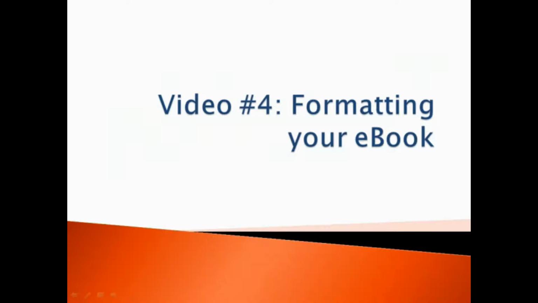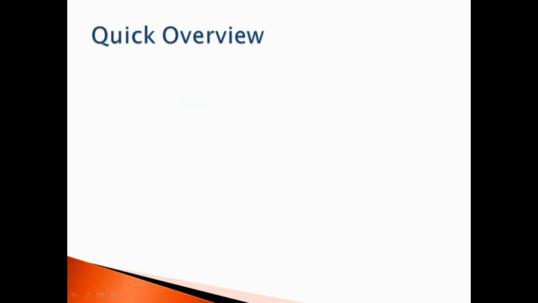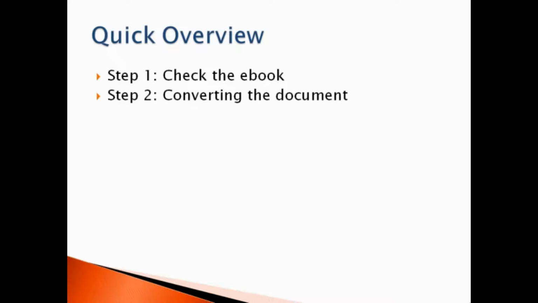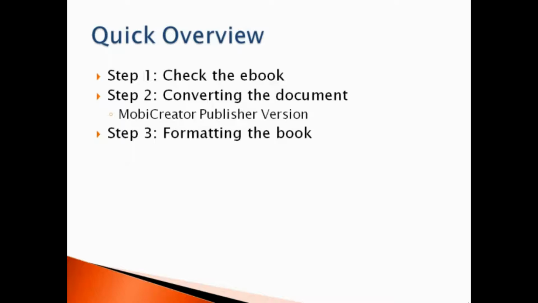Hello and welcome to video number 4, which is all about formatting your ebook. Before we actually dive into the first 2 steps, I want to talk about a quick overview. Step 1, we're going to check the ebook to make sure everything is okay. Step 2, we're going to convert the Word document to HTML, using a free software tool called Mobi Creator Publisher version. It's free. You don't have to invest any money. And then, of course, step 3 is we're going to be formatting the book one step further. So with that said, let's go ahead and get started.